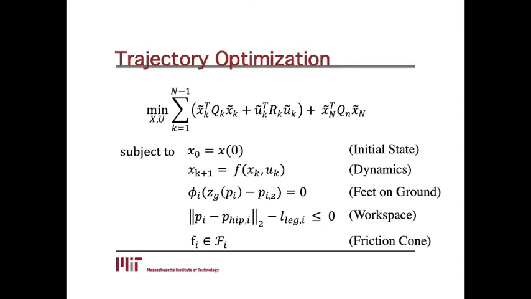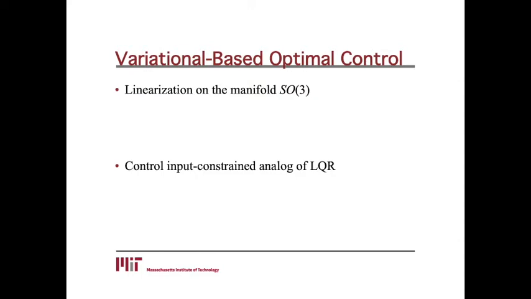These optimizations, which take between 200 to 100 milliseconds on a laptop computer with an Intel i7 processor, are carried out only once in preparation for a jump. After an optimal trajectory is found, this trajectory is tracked using a variational-based optimal controller, which runs at 500 Hz. Variational-based optimal control can be succinctly described as the synthesis of two main concepts. The first is linearization on the manifold of rotation matrices, referred to as SO3. And the second is a control input constrained analog of LQR.